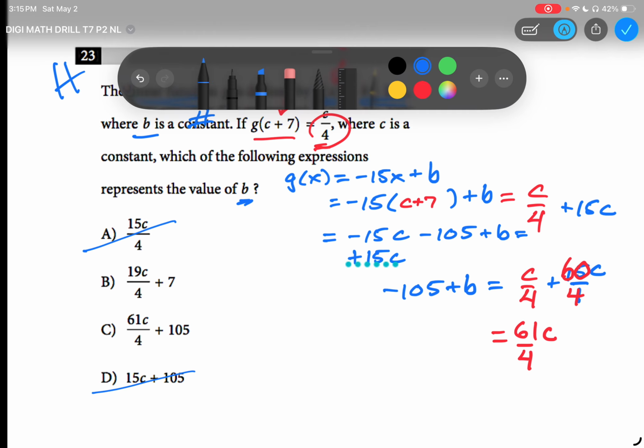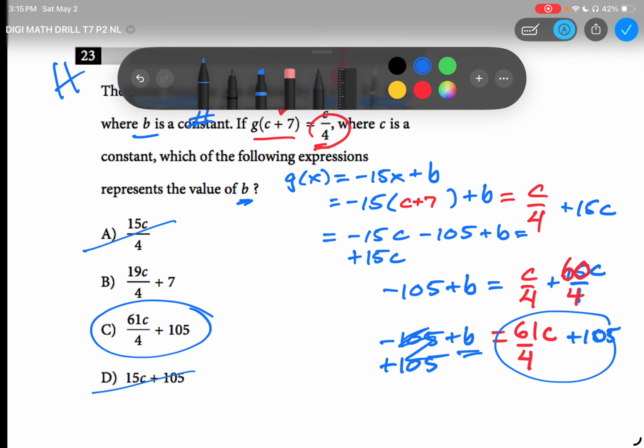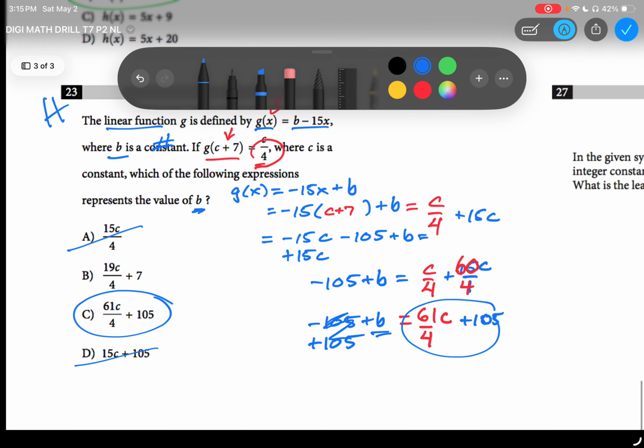Now we go to the left-hand side. We got negative 105 plus b. So therefore, what is b going to equal when we add 105 to both sides? That cancels out. So b must equal all of this, which is 61c over 4 plus 105. So had you guessed on C when you first saw this question, said, ooh, ugly question, ugliest answer, you would have been correct.